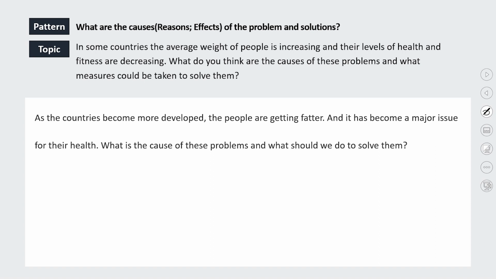Okay, so in this essay we're looking at a problem and solution question. So the topic is that in some countries the average weight of people is increasing and their levels of health and fitness are decreasing. What do you think are the causes of these problems and what measures could be taken to solve them?